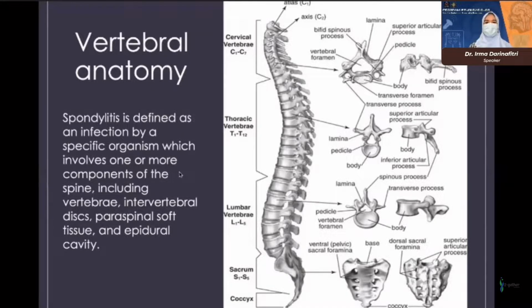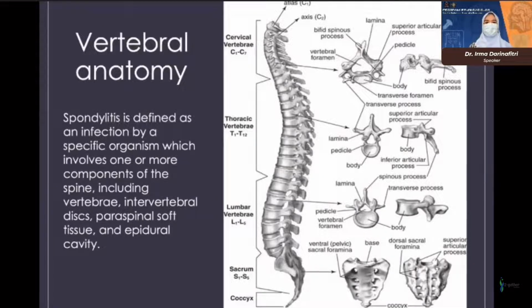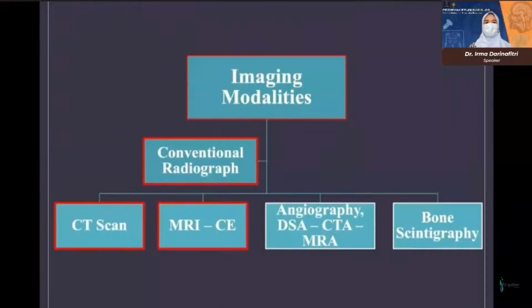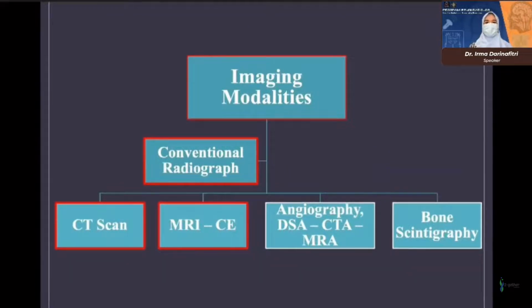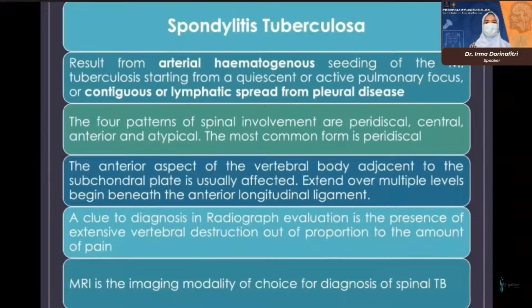Spondylitis is defined as infection by a specific organism which involves one or more components of the spine, including vertebrae, intervertebral disc, paraspinal soft tissue, and epidural cavity. There are many modalities to evaluate spinal infection and malignancy: conventional radiograph, CT scan, contrast-enhanced MR imaging, DSA, CTA, MRA, and bone scintigraphy.